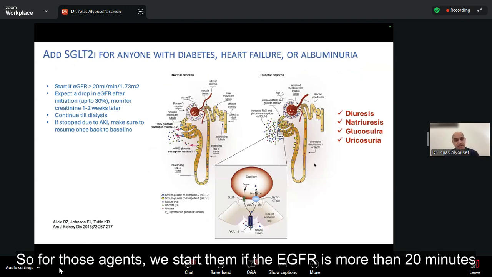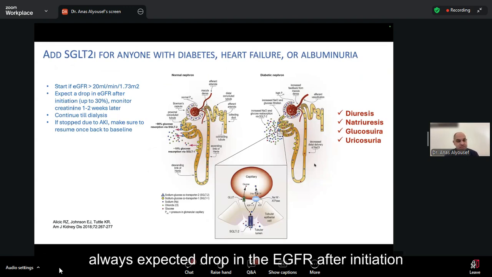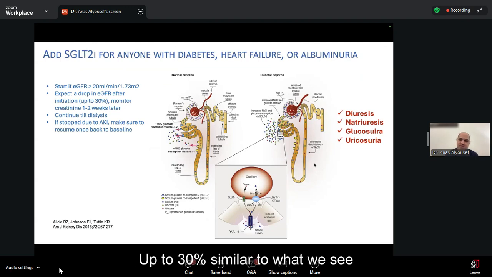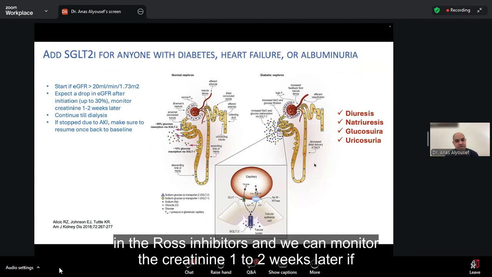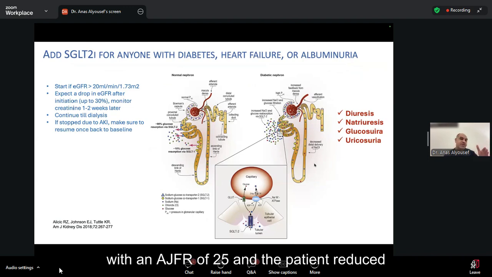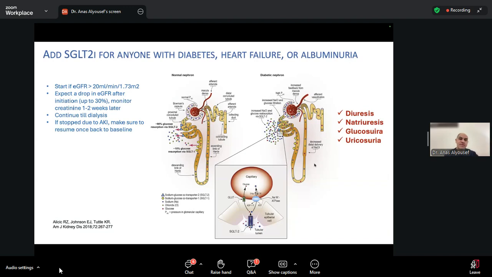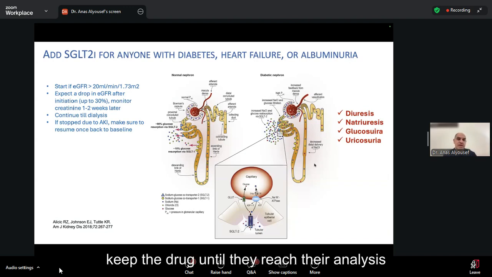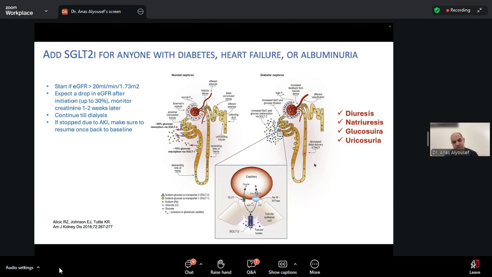For those agents, we start them if the eGFR is more than 20 ml per minute. Always expect a drop in the eGFR after initiation, up to 30%, similar to what we see with the RAS inhibitors. We can monitor the creatinine 1 to 2 weeks later if this happens. Once you start the agent, continue until the patient reaches dialysis. So if you started with an eGFR of 25 and the patient's eGFR dropped after a year or two to less than 20, keep the drug until they reach dialysis. And now there are even trials trying these agents in dialysis, but the results are still awaited.